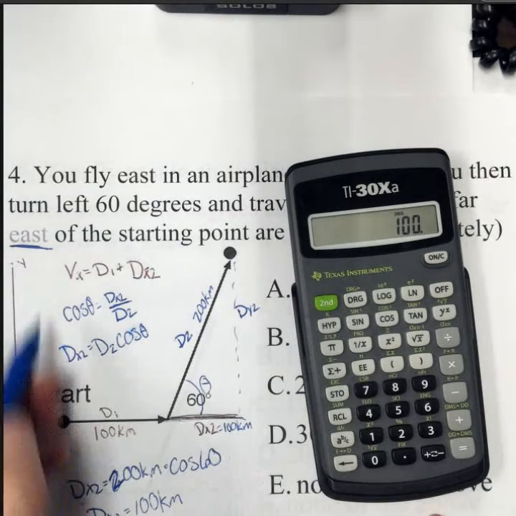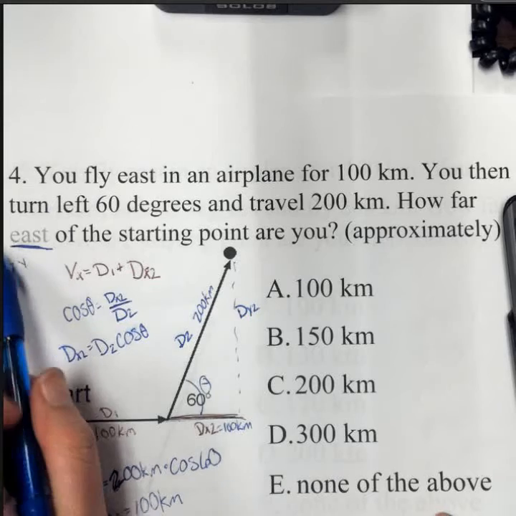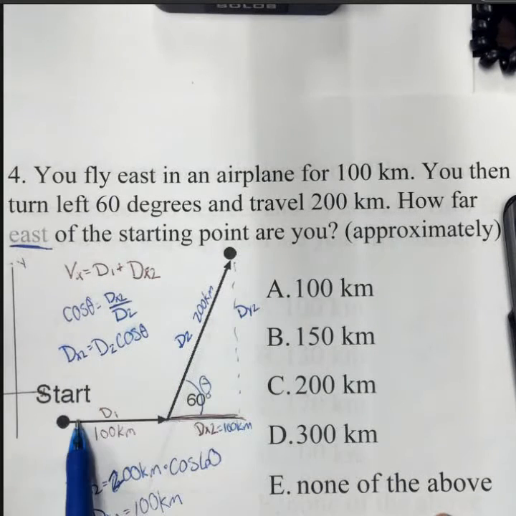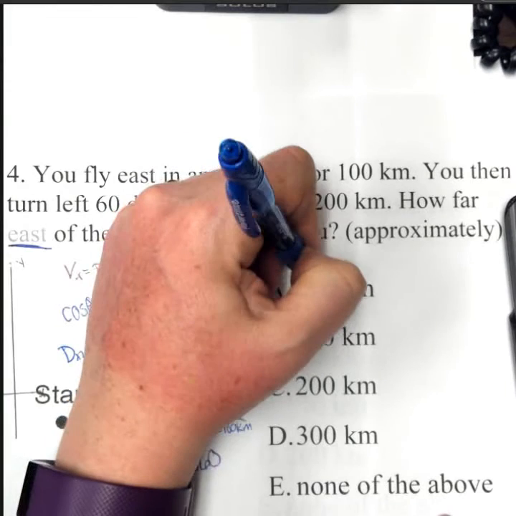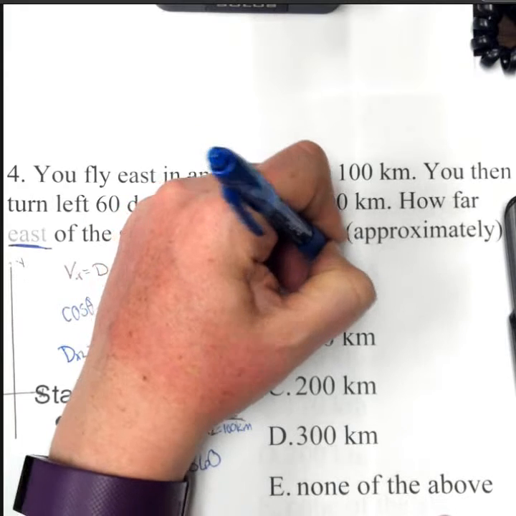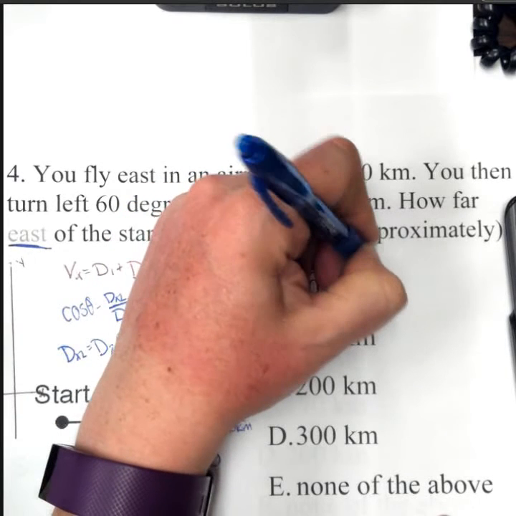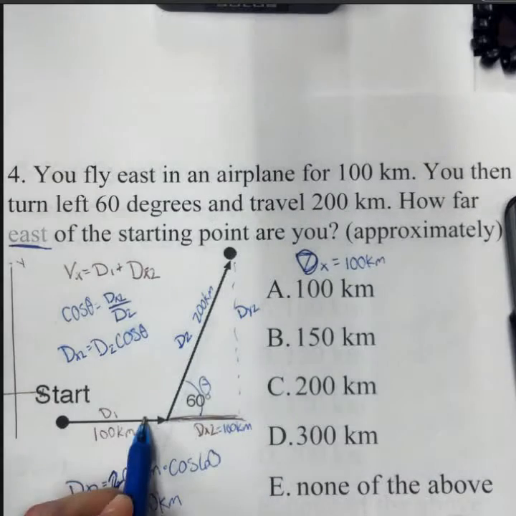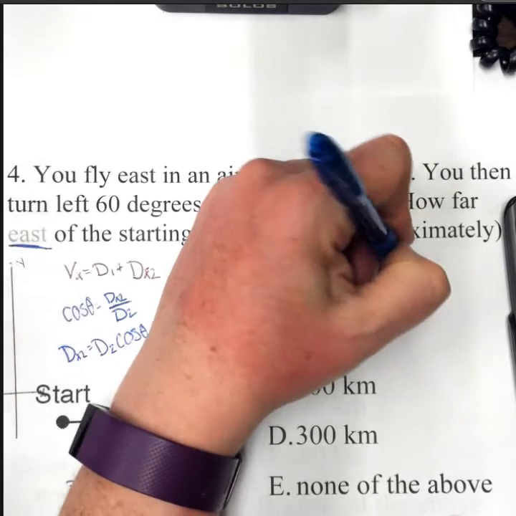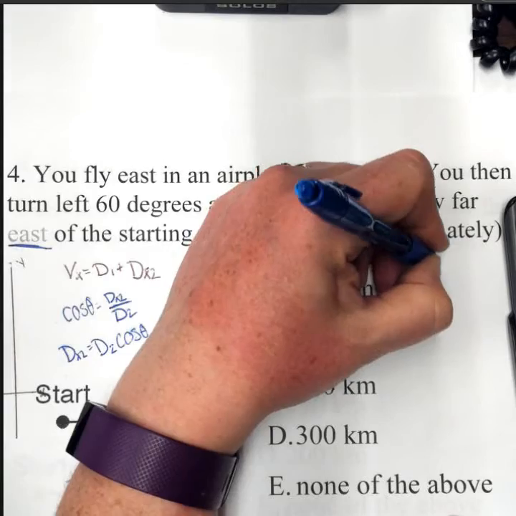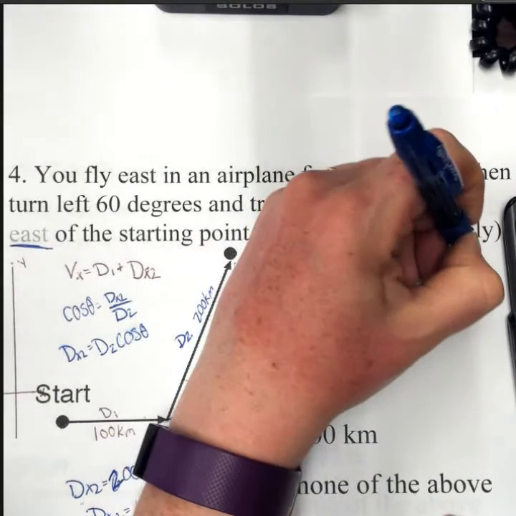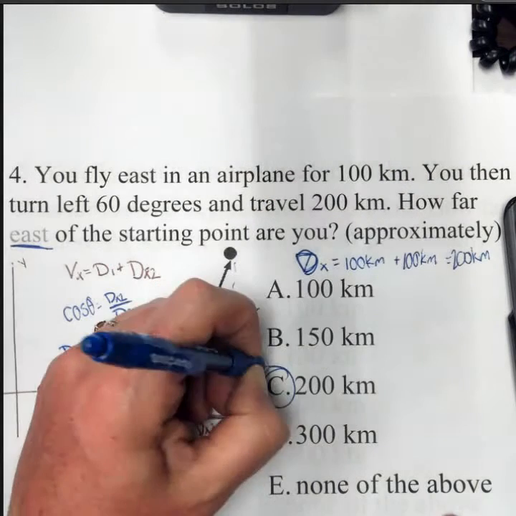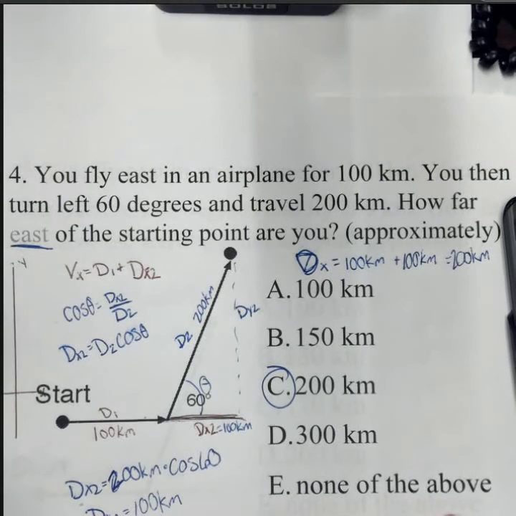So now if I want to find how far east of the starting point I am, I would just add d1 and the x component of d2. So my total in the x direction is going to equal 100 kilometers, which is the first vector, which was only in the x direction, plus 100 kilometers, which is my x component of that vector, and I get 200 kilometers east of the starting point.